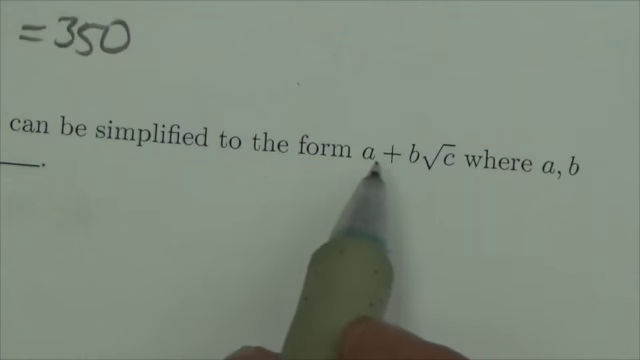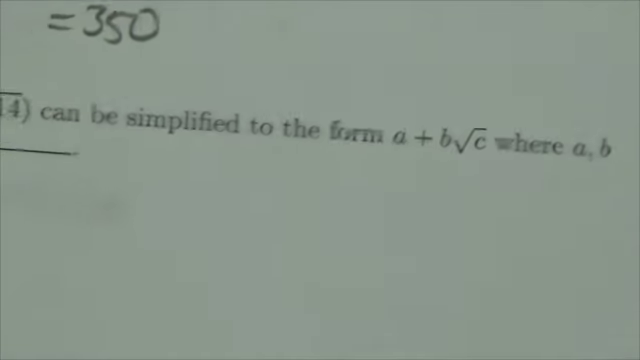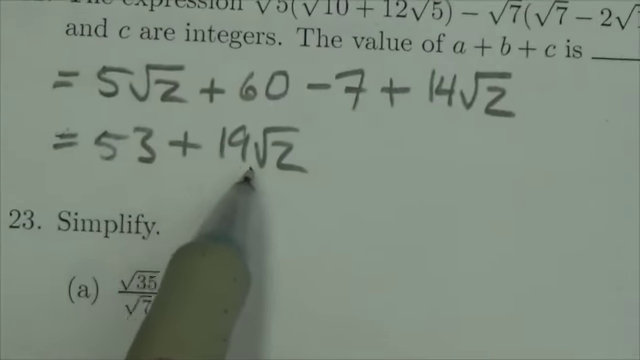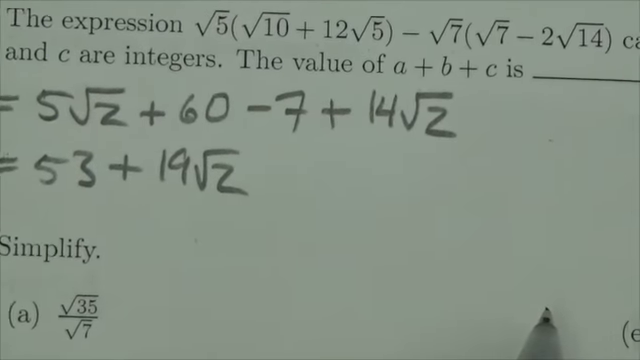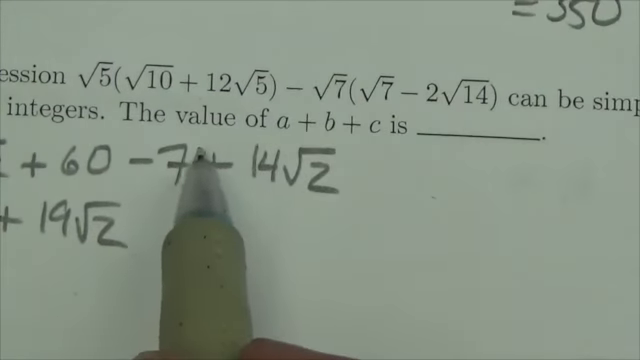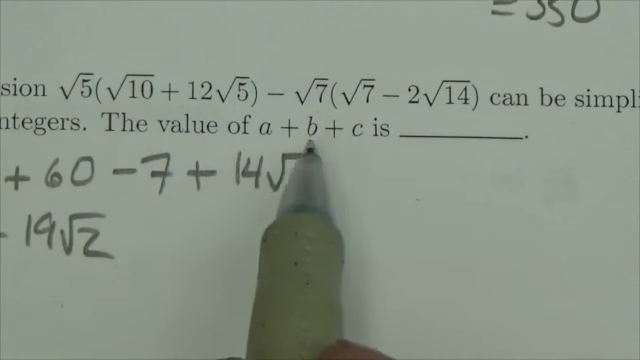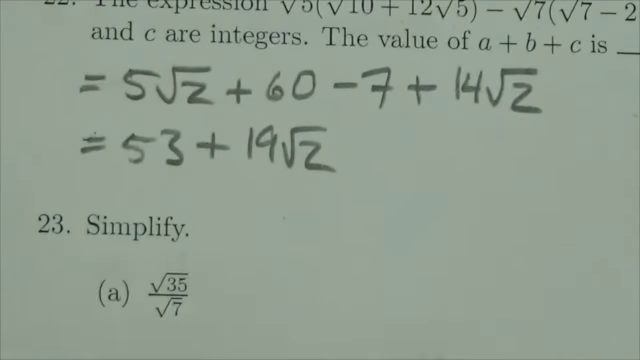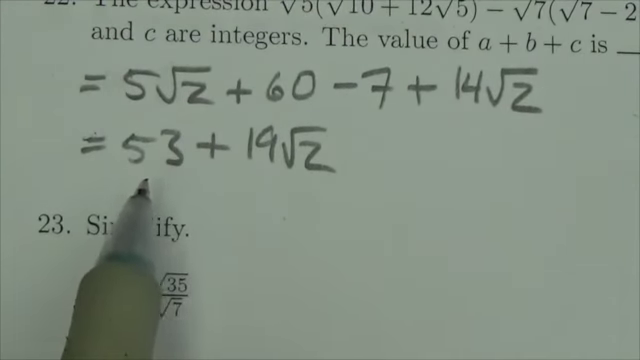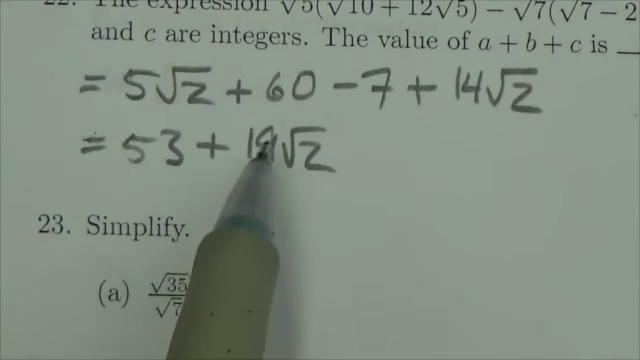And when you compare that to what the question says, it can be written in the form a plus b root c. Well, that's exactly what I've got, a plus b root c. But you've got to look at what they're asking for here. They're asking for the value of a plus b plus c. That's just a weird little tack on at the end here. But this is going to be 53 plus 19 plus 2.